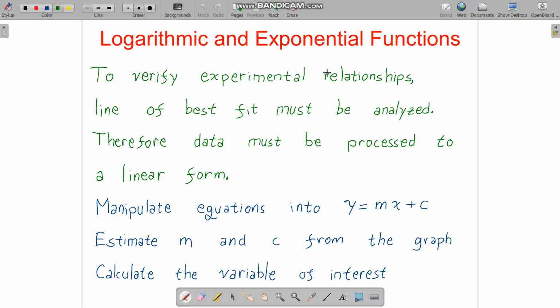To verify experimental relationships, the line of best fit must be analyzed. Therefore, data must be processed to a linear form. Manipulate equations into y equals mx plus c. From here we can estimate the m and c from the graph, and then we calculate the variable of interest.